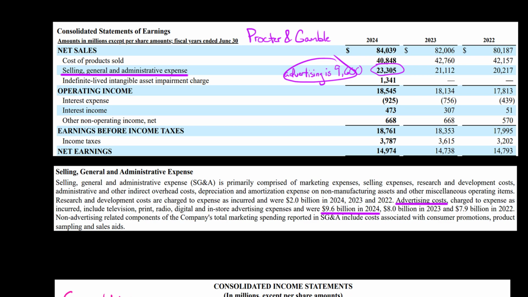So you will have some companies like Nike that actually show you the advertising expense in the income statements, but for most companies I found that have advertising expense, it's going to be in SG&A, and then you go to the notes, and the notes will tell you specifically what the advertising expense was for each period.